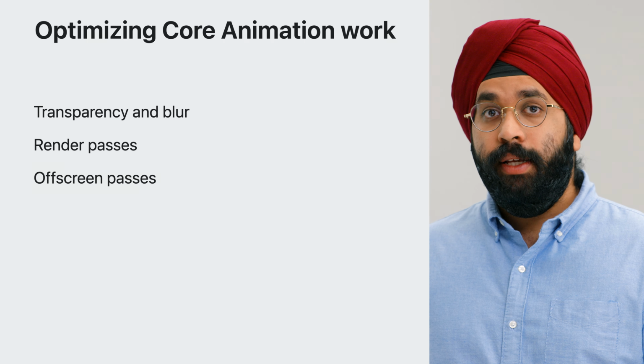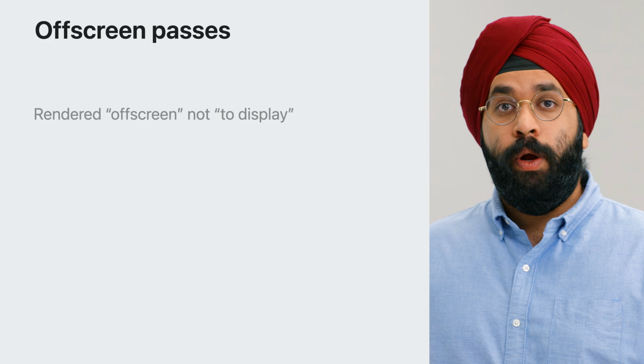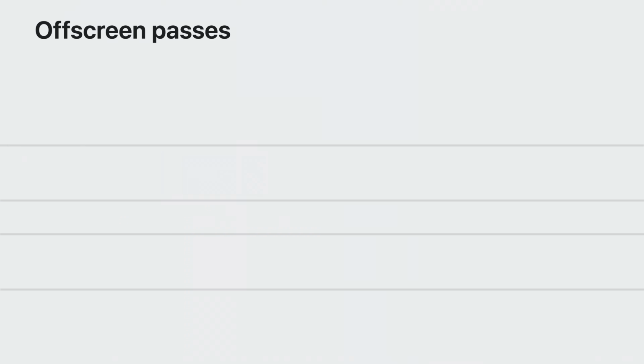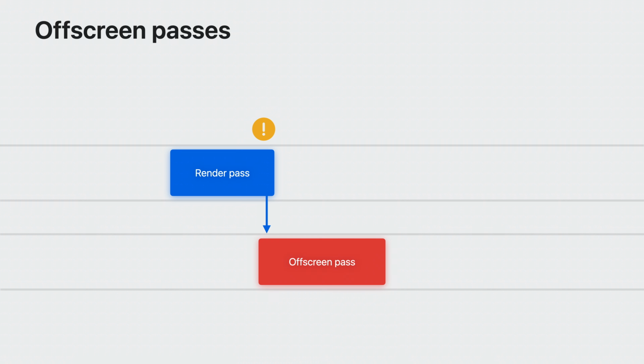As the name implies, an off-screen pass is a render pass that is rendered off-screen and not to the display. An off-screen pass requires the rendering pass to pause what it's currently doing and do some work that won't be shown to the user. However, the output of the off-screen pass is needed to continue the regular rendering pass. Off-screen passes are particularly impactful for spatial apps.